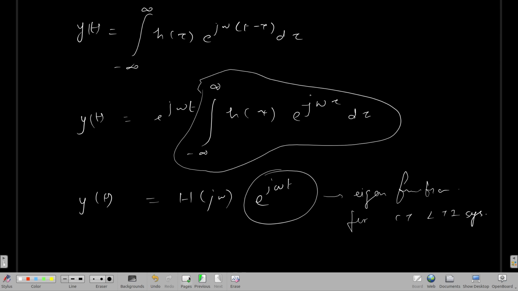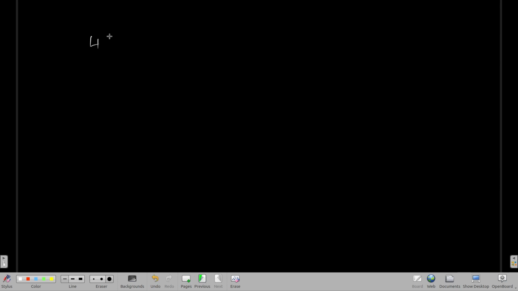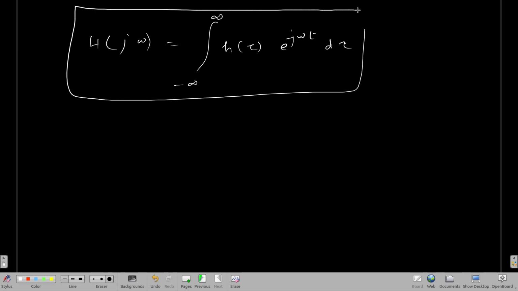Okay. Now from that I am defining this particular integral as the frequency response of continuous time system. Right.